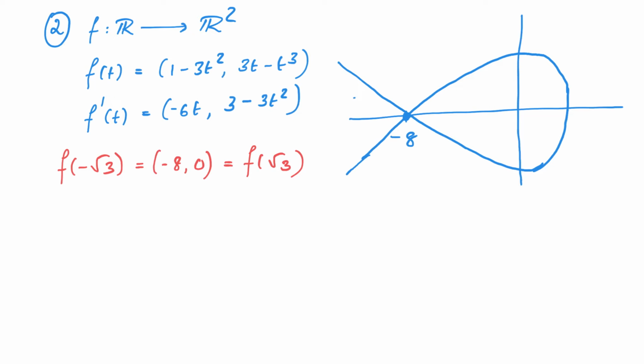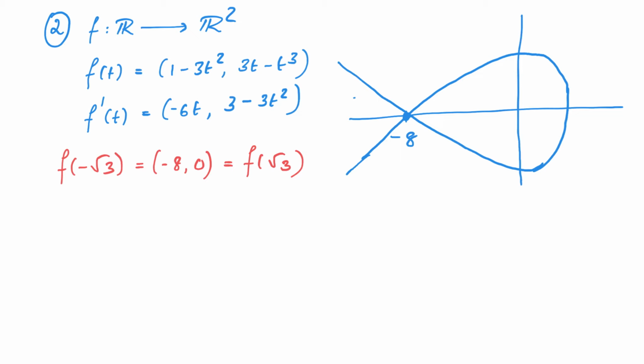More precisely, as t approaches minus root 3, we approach (-8, 0) this way and then continue along and reach (-8, 0) again at t equal to root 3. Further notice that the derivative of a function at a point depends only on the values near that point. So near minus root 3, the image of the function looks something like this, and therefore the tangent will be a straight line like this.